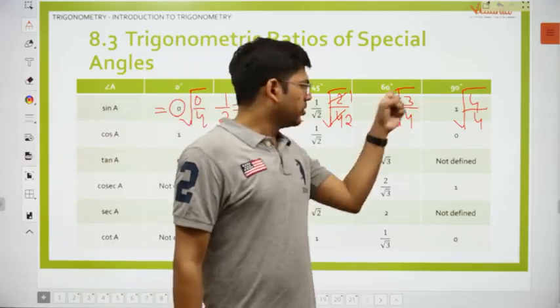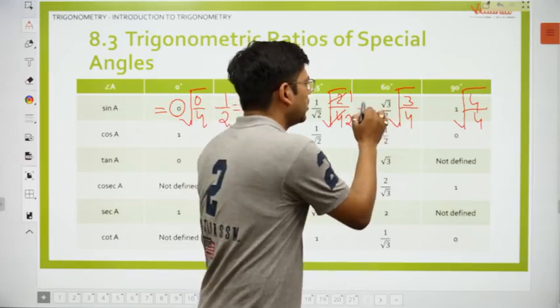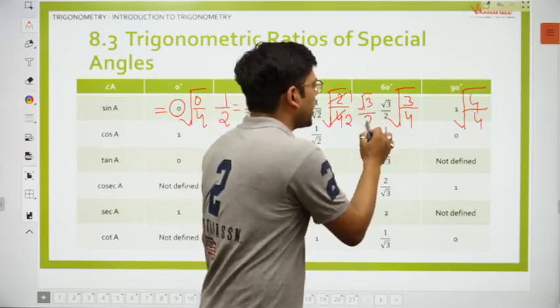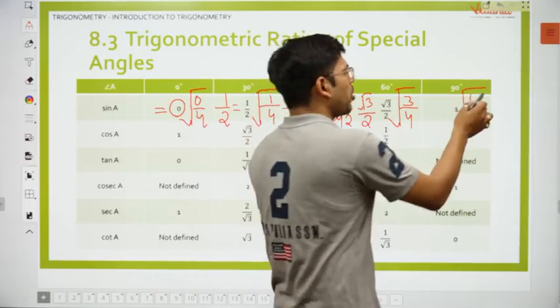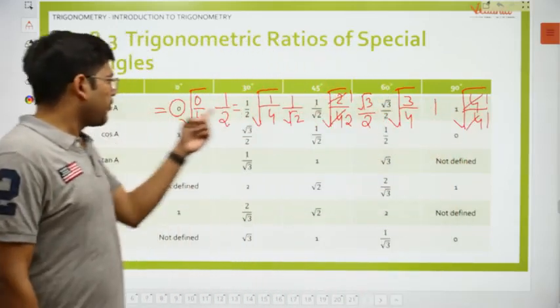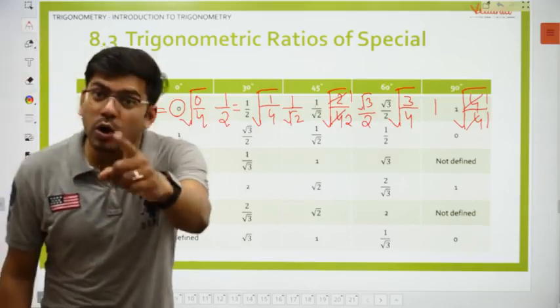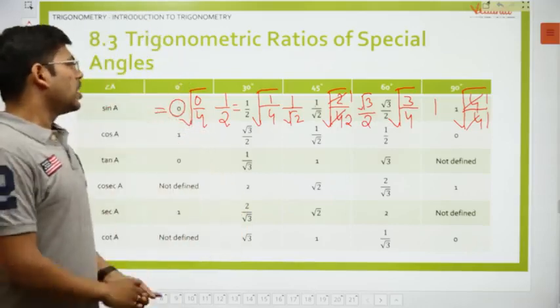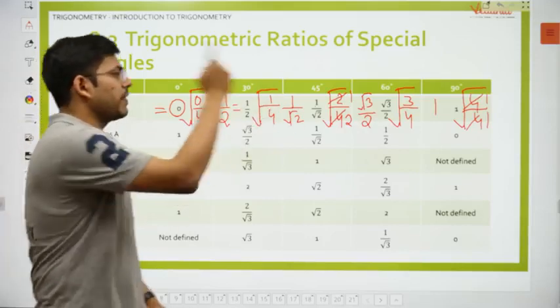Similarly, root 3 remains root 3, and what will be the root of 4? It will be 2. 4 divided by 4, very easy, 1 upon 1, answer is 1. Now you got all the values of sine in the very first row. Now only by remembering these values, you can get all the values of cos.